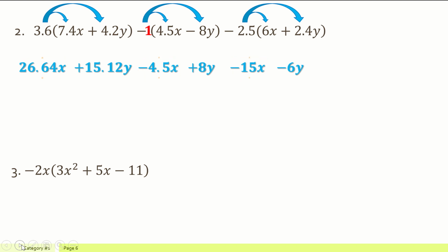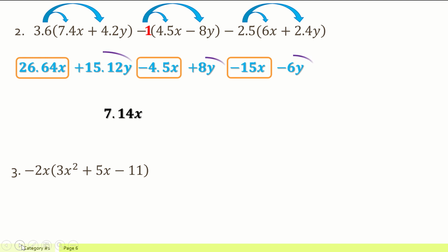So I'm going to find all my x's. There's 3 of them. And we can simply type that into our calculator. Our 3 remaining terms are all y terms, so those are like terms, and we can also combine those. Once again, it is very important that you look at each term and make sure: am I adding, is it subtracting? So it would be 15.12 plus 8 minus 6.